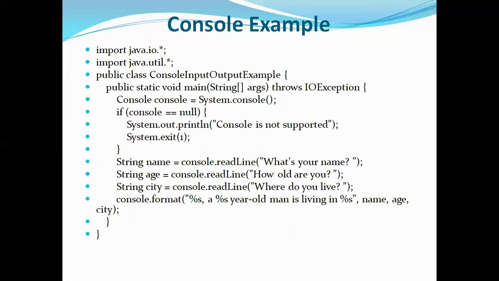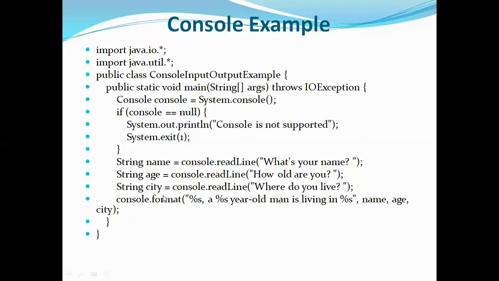And one more Console example. This is a bit more in detail. Now let's see what that is. First thing, I'm creating the object of the Console. Next I'm checking whether the console is created or not. So I'm comparing if console is equal to null, after creating the object. If it is null, it means the console is not supported, then exit. Otherwise, if it is not null, then the console is supported.